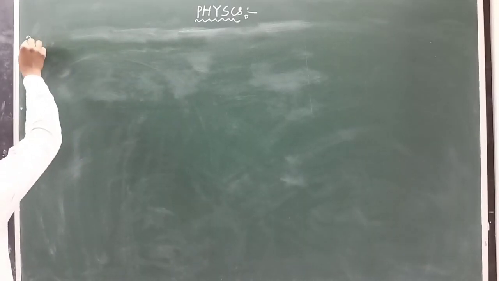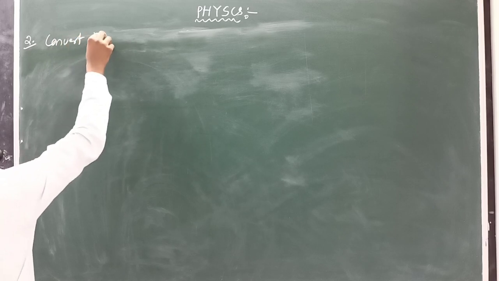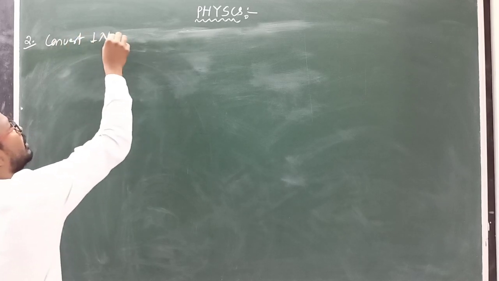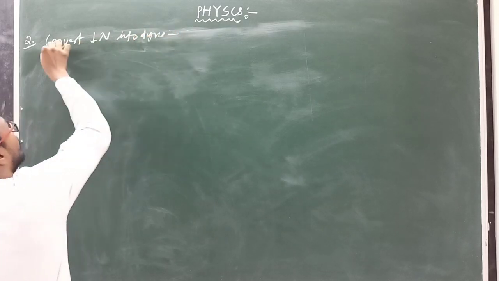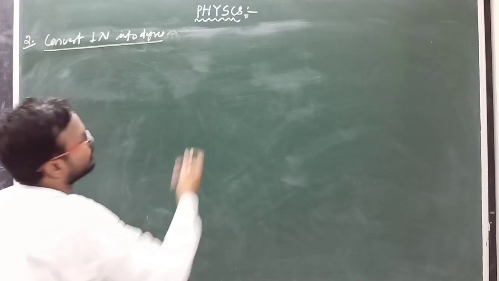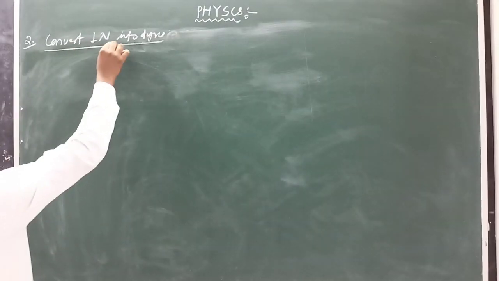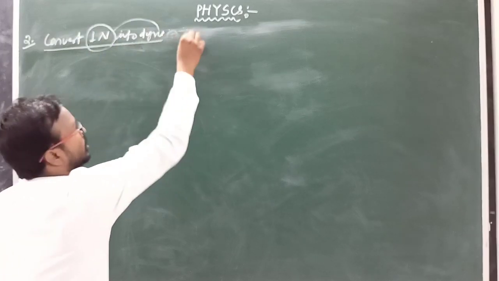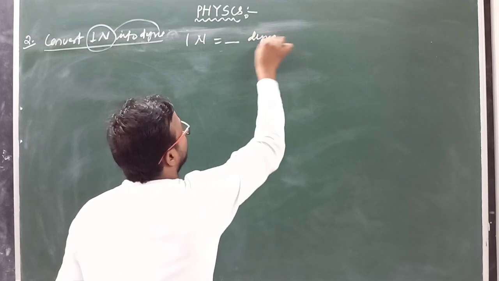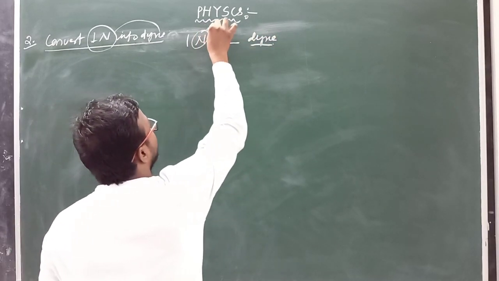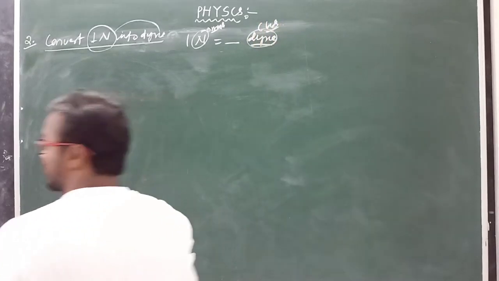Clear? So there is another question: convert 1 Newton into dyne. Convert 1 Newton of force into the CGS system. Clear? So in this case, given 1 Newton into dyne, you have to convert 1 Newton which is equal to dash dyne, and this is the MKS system, and this is the CGS system of unit.